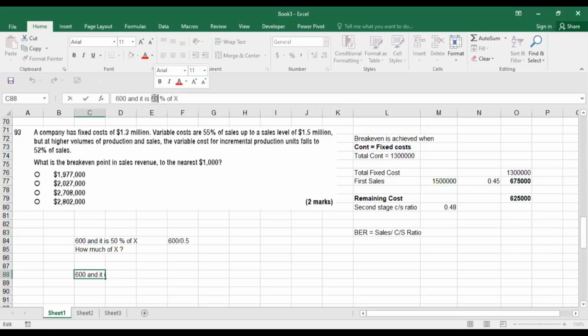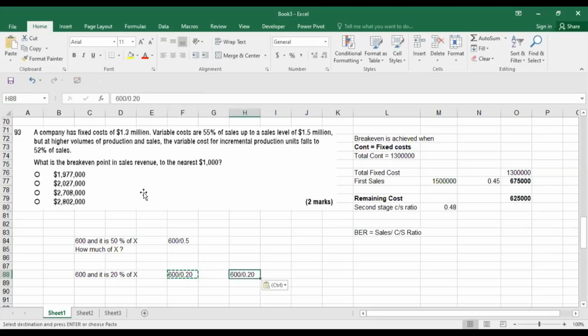If I tell you that there is a number 600 and it is 20% of X, so then how much is X? What you should do now? You should say that X is 600 divided by 0.20, right? 120? Not 120, 12, which should be much bigger. It should be 3,000. Yes, it's 3,000.